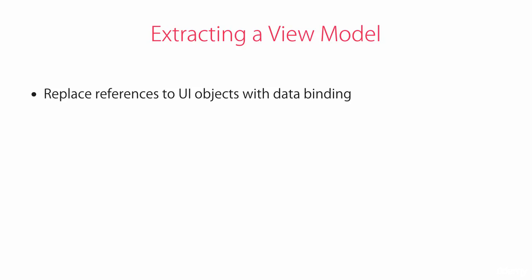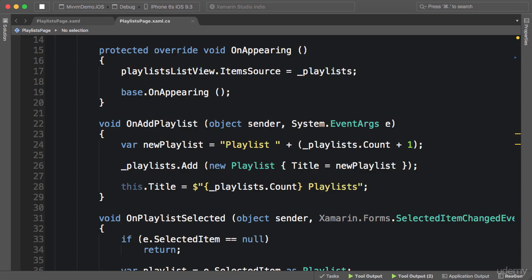First, anywhere you have a reference to user interface objects like page or controls, you need to replace that with data binding. So that means in the onAppearing method, we should not have a reference to the playlists list view because this is a Xamarin Forms control. And if you want to decouple this code from Xamarin, we should remove the reference to list view. So instead of setting the item source in the code, we're going to expose a public property and use data binding in XAML. And you're going to see that in a second.